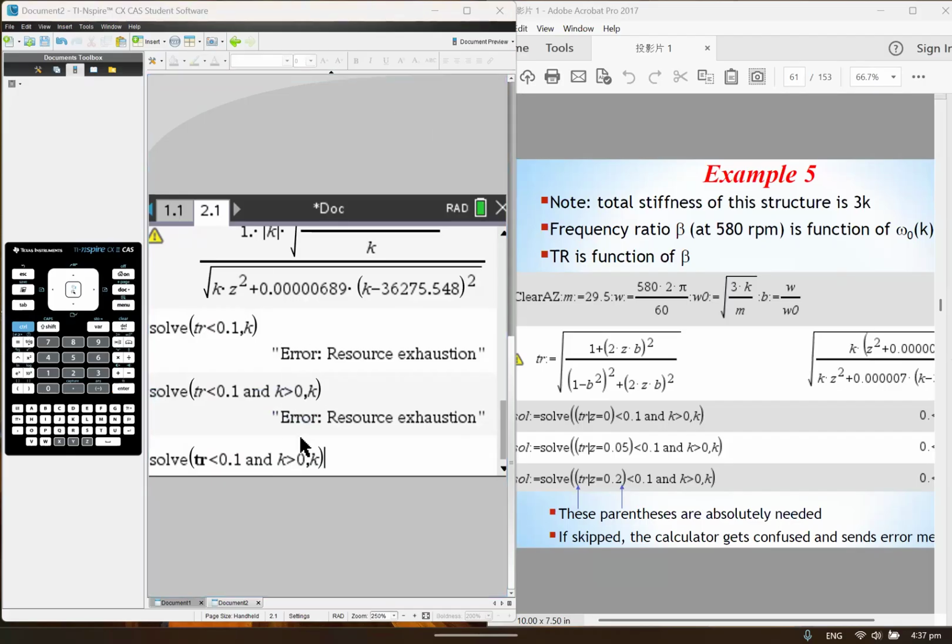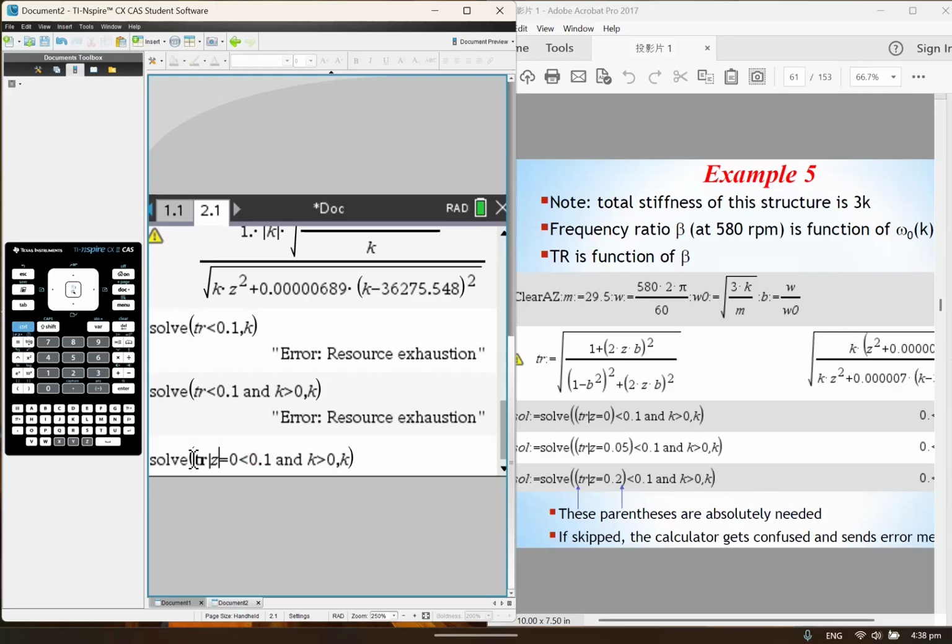This requires a bit more care to do, because what we're going to do is work with the substitution that z equals some number. Let's first look at the zero damping case. But if you enter it like this, you're going to get an error message as well. So let me show you that also. This gives you some kind of syntax error. Why is that? Because this makes no sense. Z equals 0 less than 0.1. What do you mean by that?